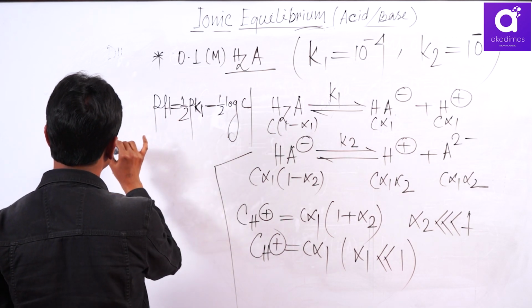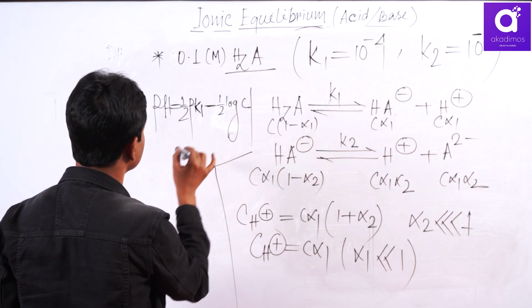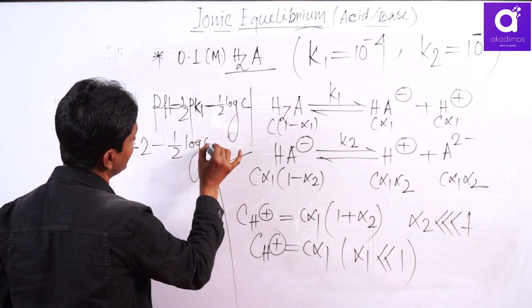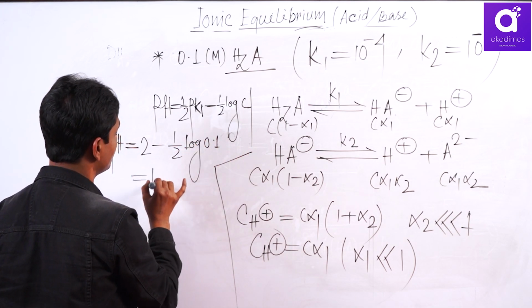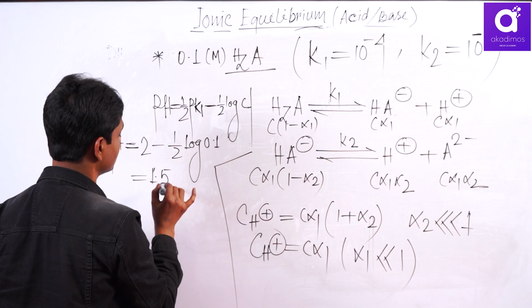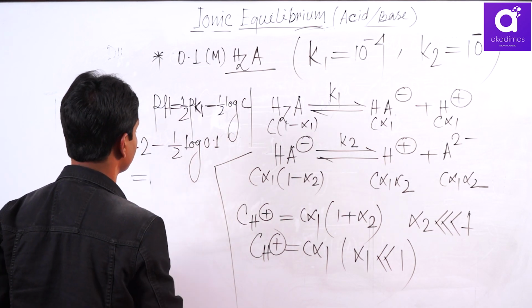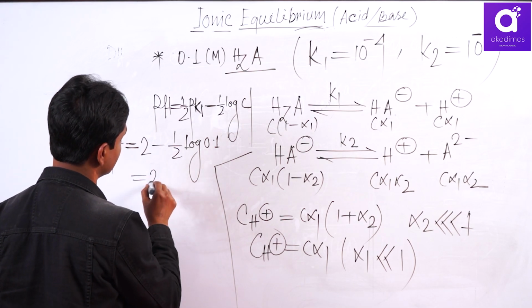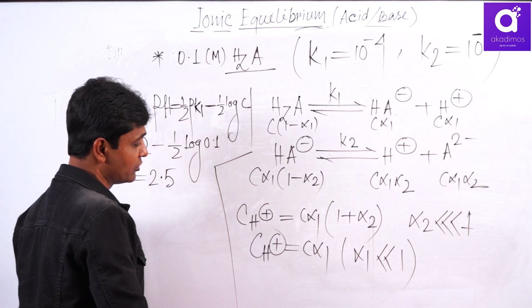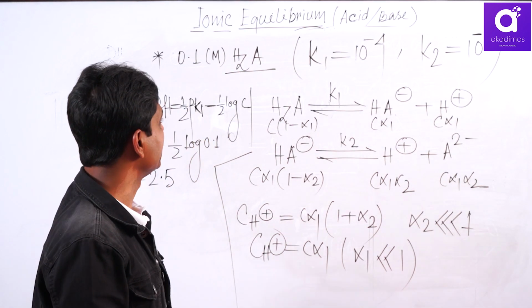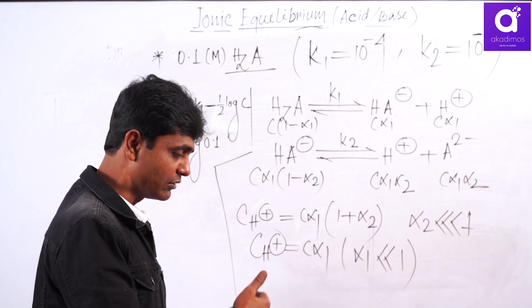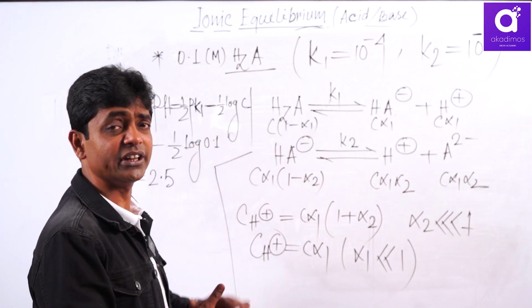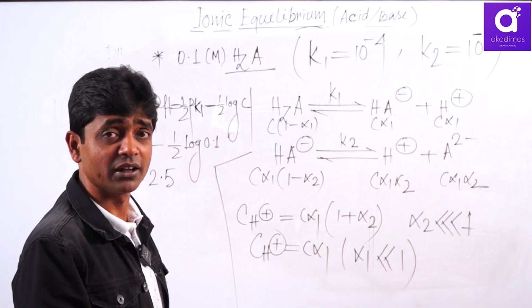Put the value: pH is equal to half pK1, which means 2, minus half log 0.1. That means you will get 1.5. No, not 1.5, it is 2.5. So you got easily the pH of the dibasic acid by neglecting K2. If there are K1, K2, K3, like H3PO4, I neglect K2, K3 and take only K1, and you will get the pH of the solution.